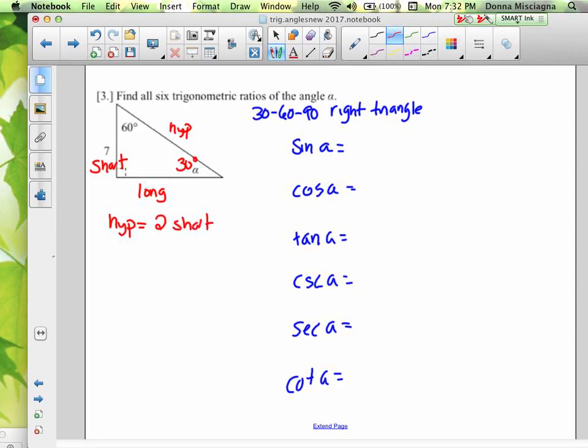All right, so that means that hypotenuse here is equal to 2 times 7, or 14. Add this to your notes.